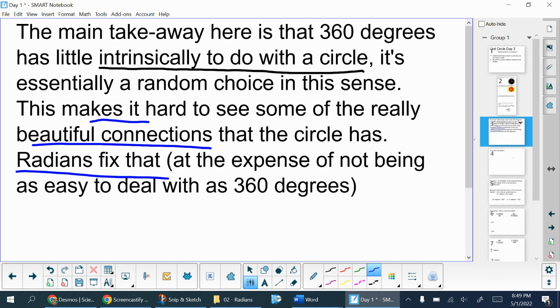Now, the downside of that, because radians are not going to have some of those benefits of 360, mainly the factors thing, is that it's not as easy to figure out what a sixth of a circle is in radians. It's not going to be as nice of a number, but you'll see how we deal with that, and it's not the end of the world. So let's go ahead and take a look at what a radian is.